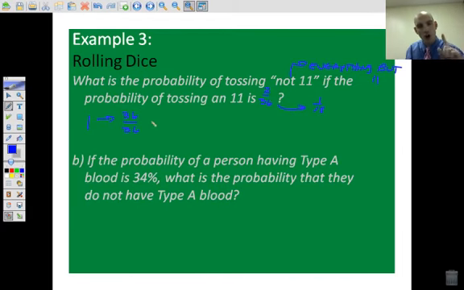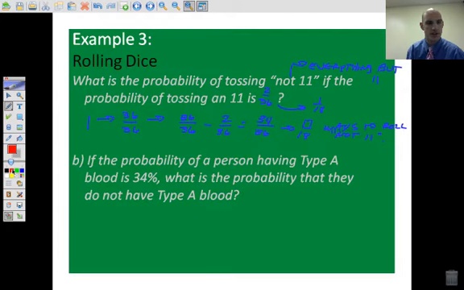But what we're saying is take all of the events and subtract, so 36 out of 36 minus 2 out of 36. That's rolling the 11. And what we end up with is 34 out of 36, or 17 out of 18 ways to roll not an 11. Because there's only two ways to roll an 11, so every other way must be rolling not an 11. And so that's a complementary event. The complementary event is the ways not to roll what we want, which would be not an 11.